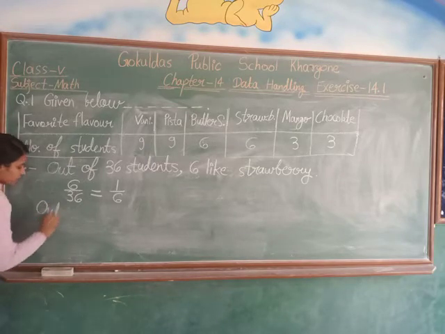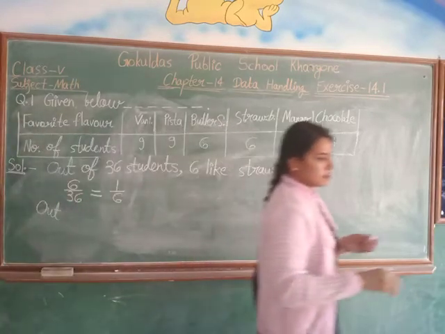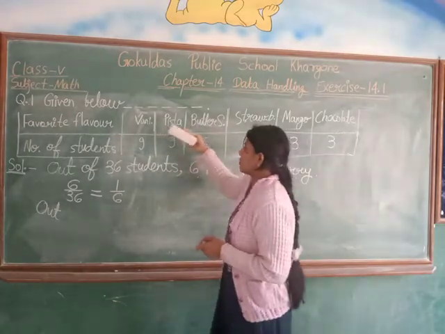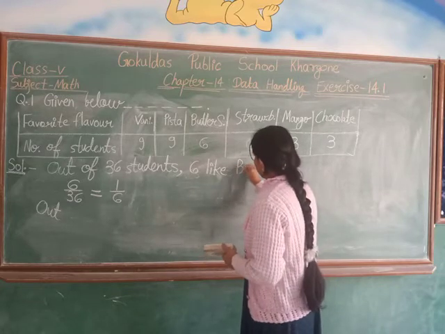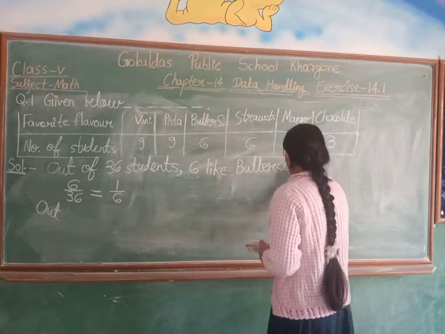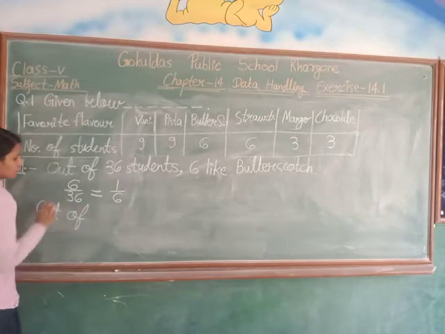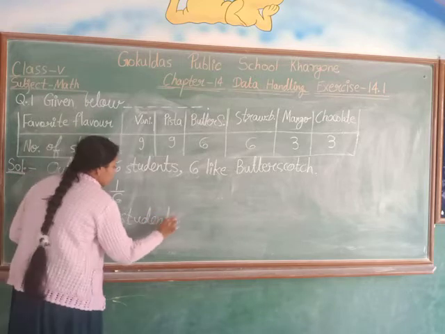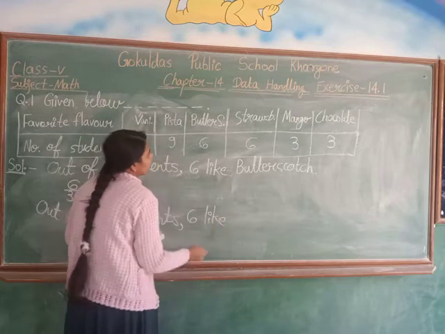Now the next flavor of ice cream is butterscotch. Wait. After pista it was butterscotch. So let me write butterscotch here. Now we will write for strawberry: out of 36 students, 6 like strawberry.